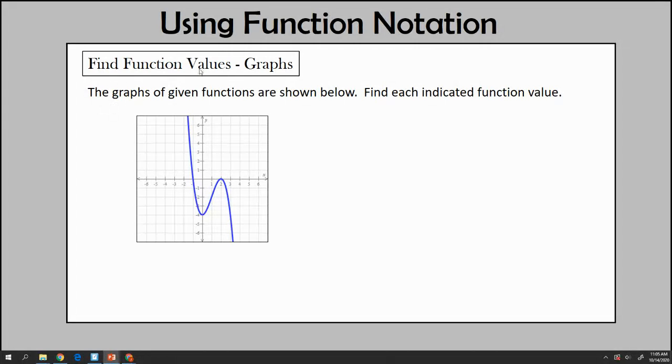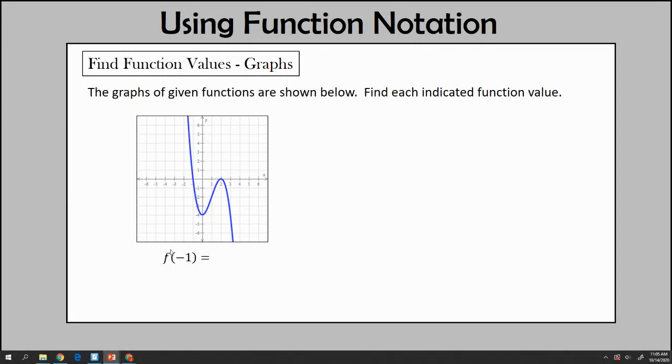The directions say find the function values of these graphs. The graphs of the given functions are shown below. Find each indicated function value. So here's a graph. What this graph represents, particularly in our case, won't really matter because we're going to use the graph itself to find function values. Let me show you how.